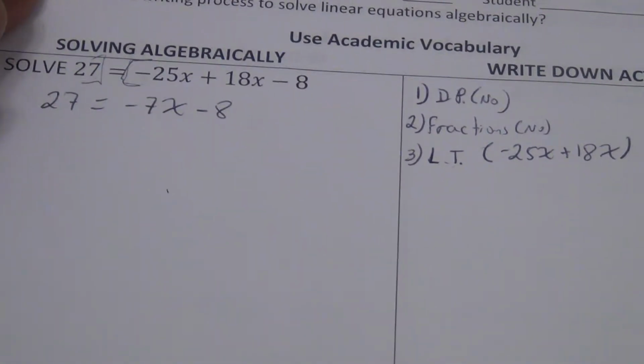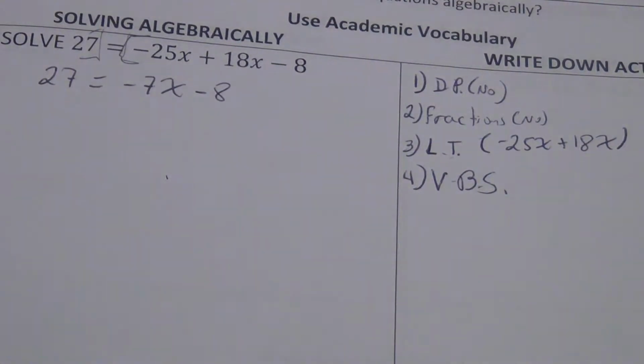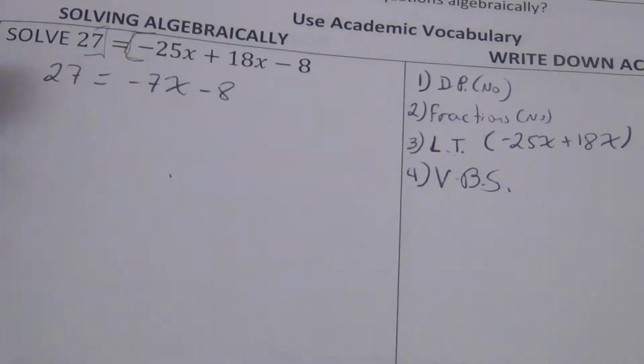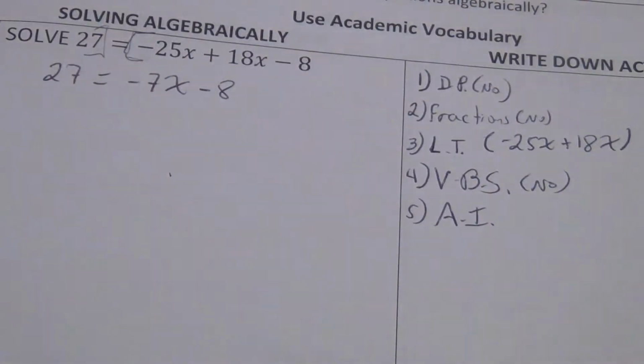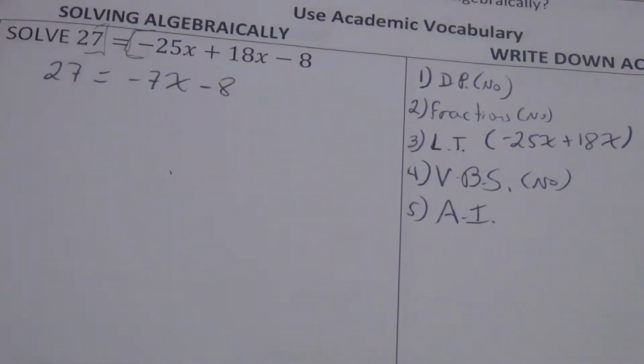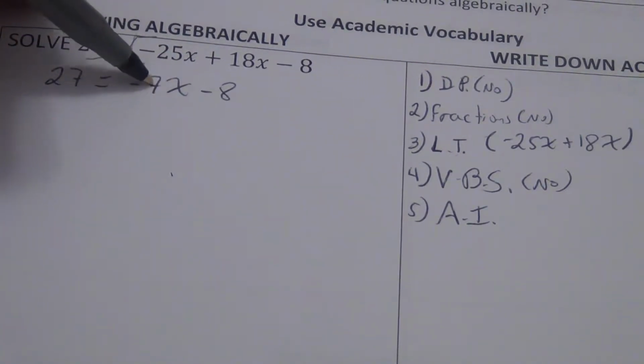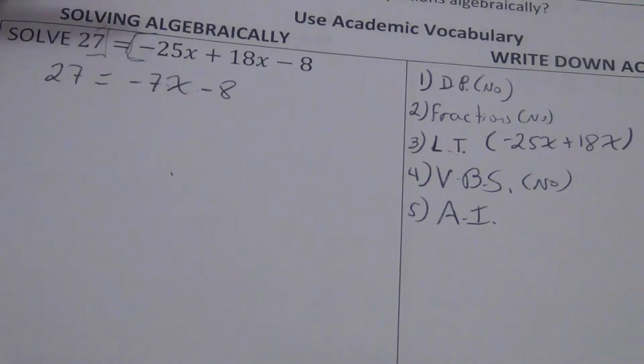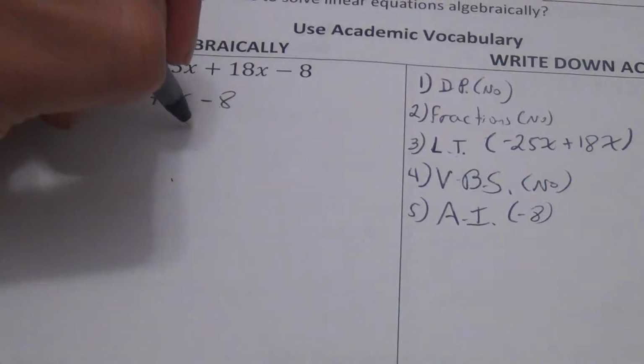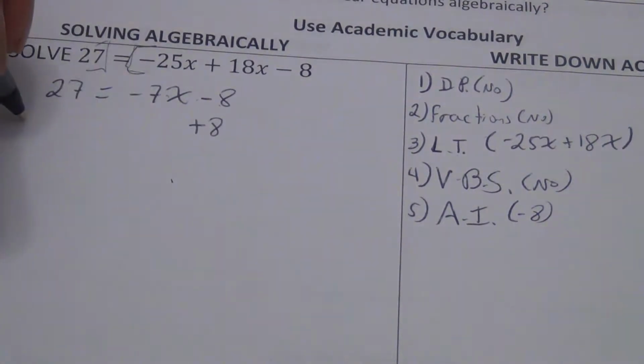All right, what's the next thing I have to look for? Variables on both sides. Do I have variables on both sides? Nope, so I write no. Then the next thing is the additive inverse. Do I have an additive inverse? Is there a number that is being increased or decreased along with the variable? Yes, look. Negative 7x is being decreased by 8. So I need to use the additive inverse of negative 8, which is positive 8.